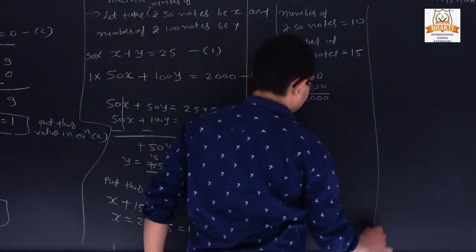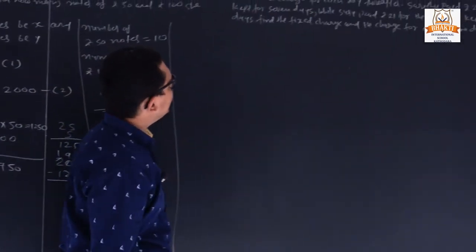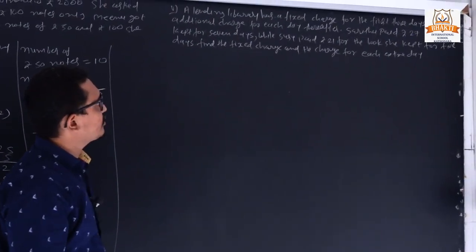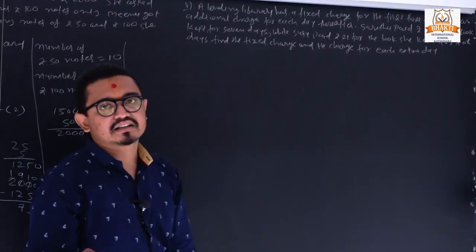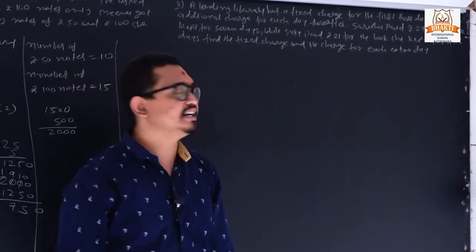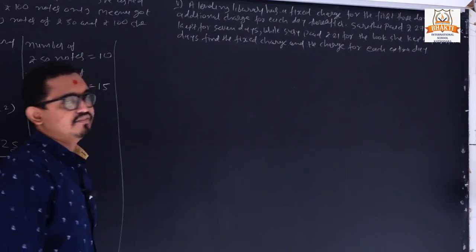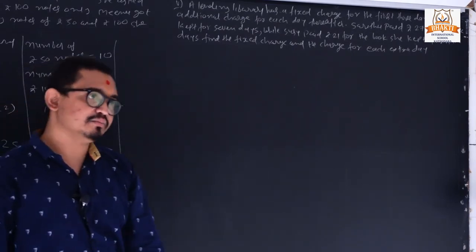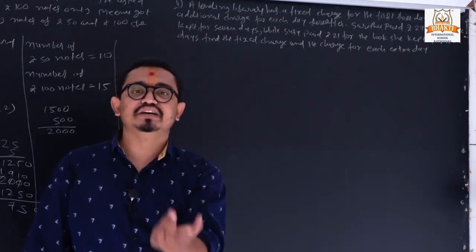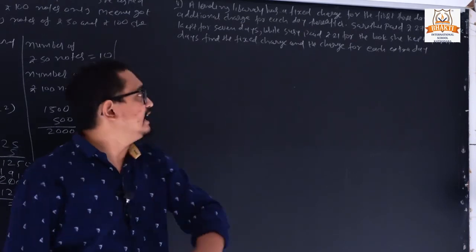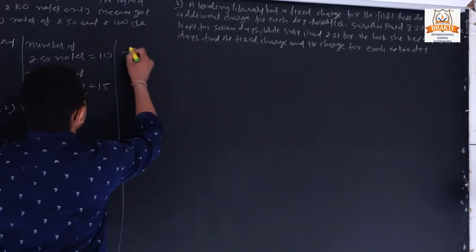Now the last question, number 5 from exercise 3.4. A library has a fixed charge for the first 3 days. So it means, in a library they have a fixed charge for the first 3 days and an additional charge for each day thereafter. If we take the book from the library for 5 days, for the first 3 days we need to pay the fixed charge, and the remaining 2 days are calculated as additional charge. So here we can start like that.